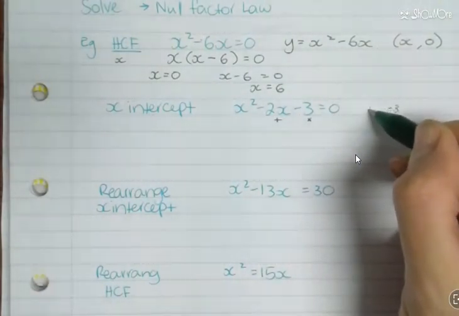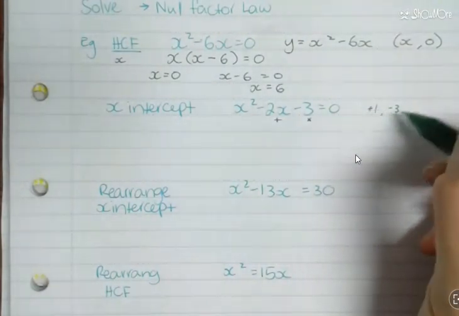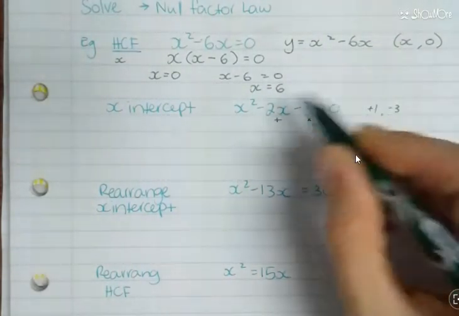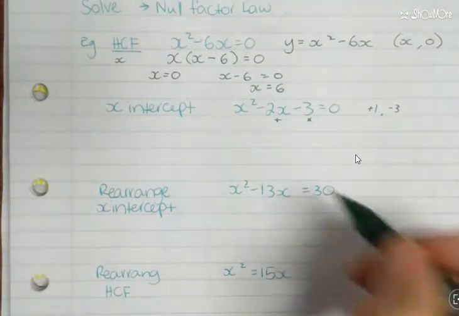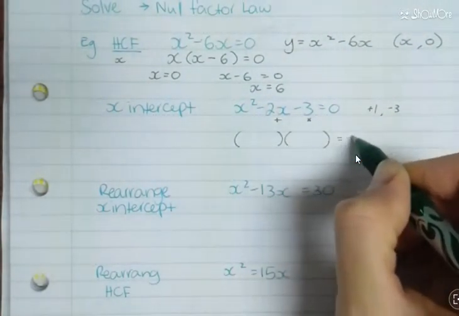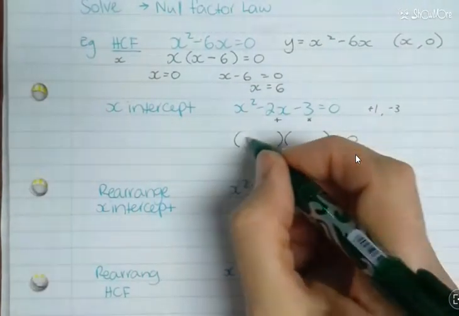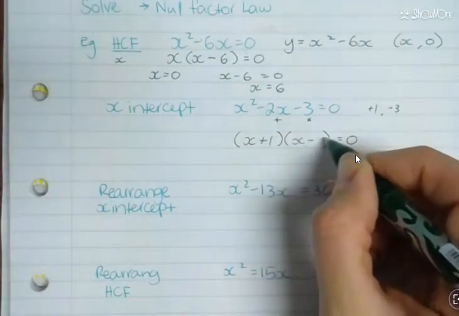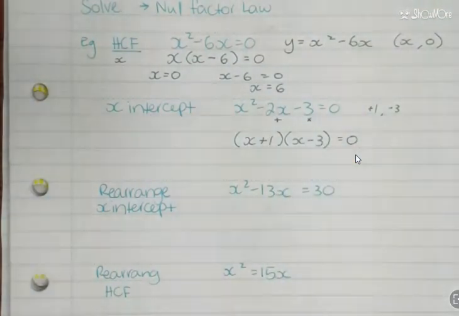-3 and +1. +1 times -3 equals -3. -3 plus 1 gives me -2. Okay? X-intercept form is when you've got your two brackets. So then I've got to have x plus 1 and x subtract 3. Okay? And remember, each bracket has to equal 0.